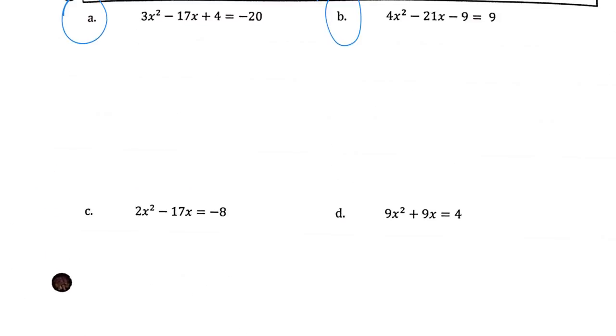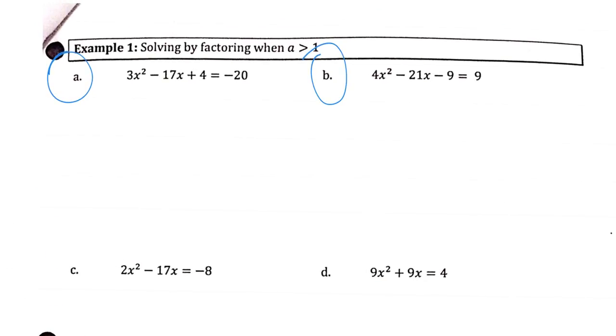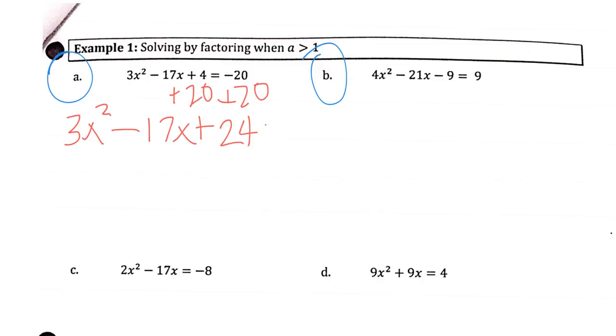So if we go up here to letter A, the first thing we have to do is make sure it's equal to 0, so we have to add 20 to both sides. When we add 20 to both sides, we are left with 3x squared minus 17x plus 24 is equal to 0. And then we're going to factor into two binomials.